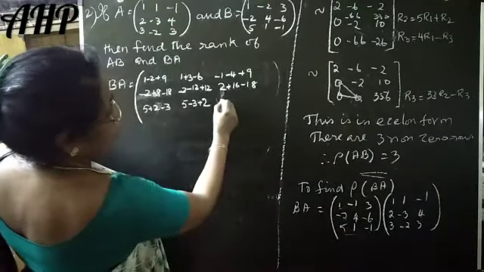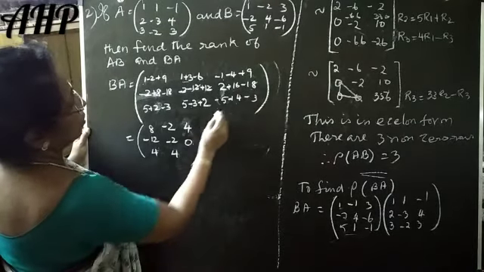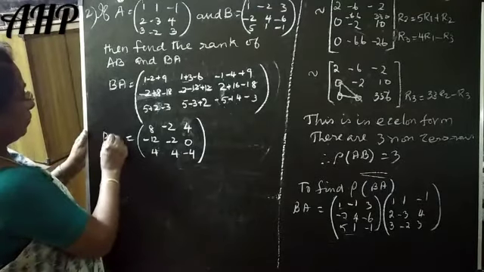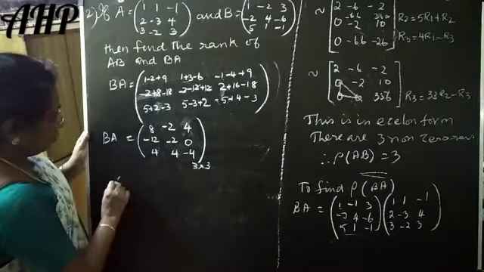Then 16 minus 18 gives you 8 plus 18 minus 18, 0. Then minus 5 minus 3 minus 7 plus 4 is going to be minus 1. Minus 8 plus 4 going to be minus 4. This is your BA. So this is of order 3 by 3. Therefore, rank of BA must be less than or equal to 3.